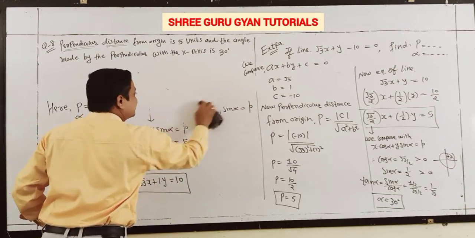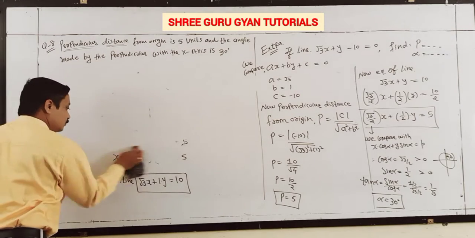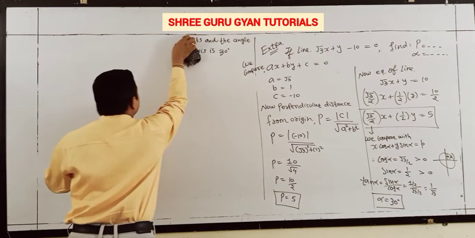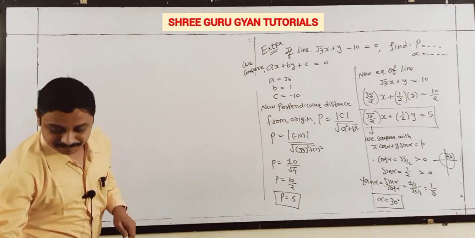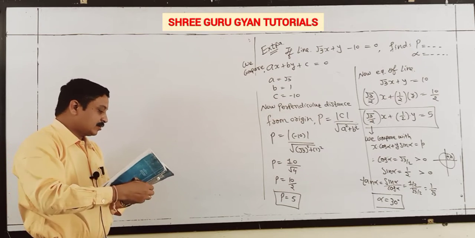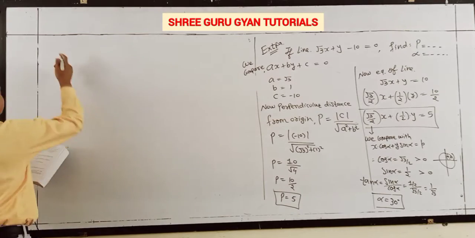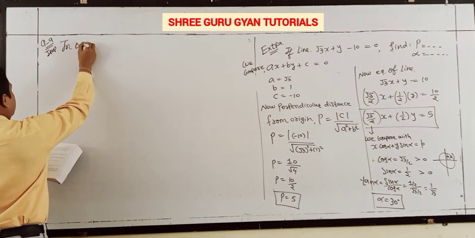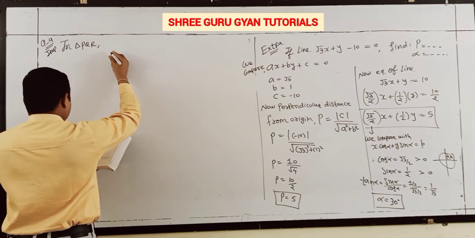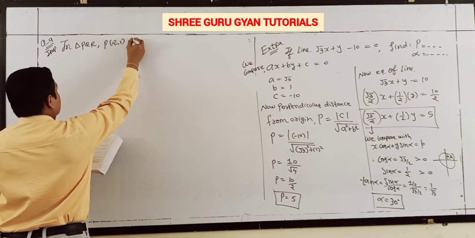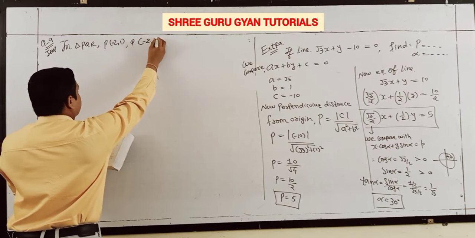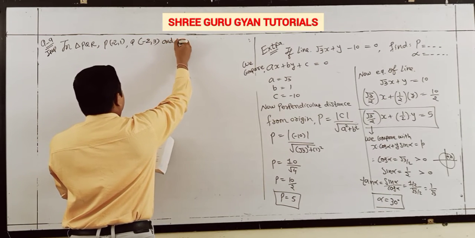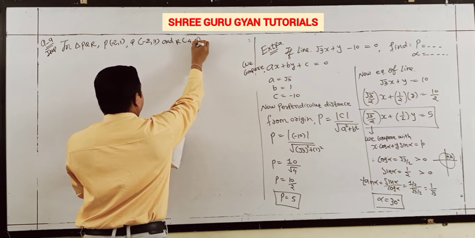Now I am going slowly to our 9th sum. It's also very easy and very simple. Question number 9. Yes, 9 is an important numerical, many times asked in the final exam. In a triangle PQR, P is (2,1), Q is (-2,3) and R is (4,5).